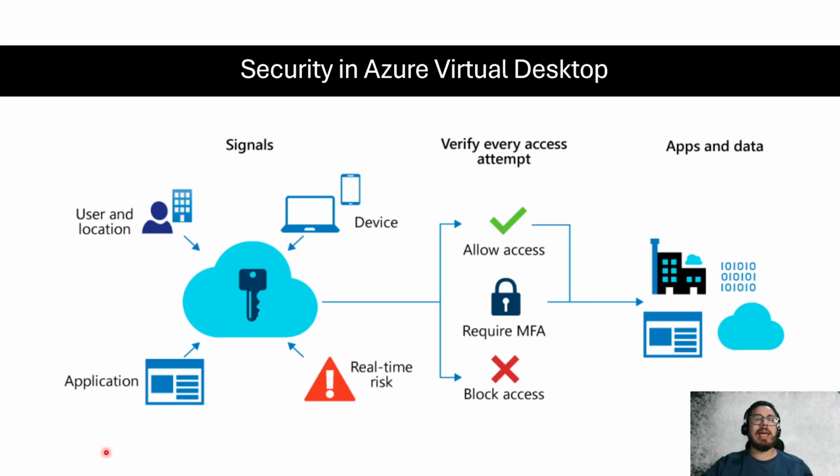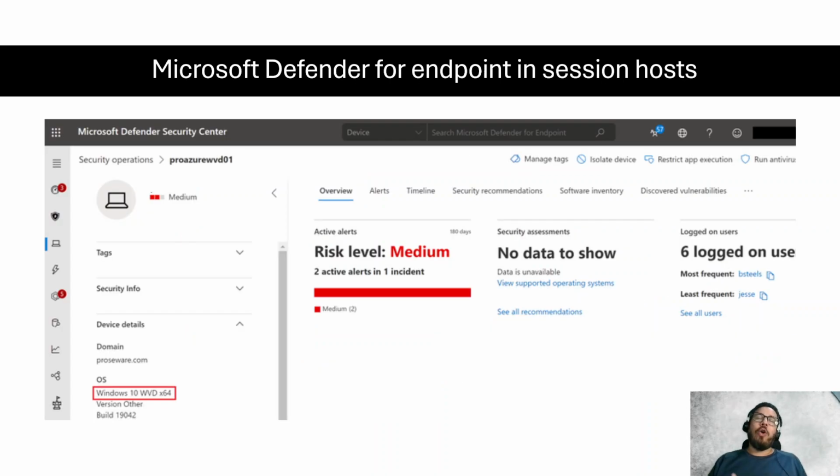For example, if I don't want to allow access from outside my country borders, or from some specific countries, I can have that control. So even if somebody has my credentials and tries to connect from India, they won't be able to, because conditional access will block that access at the beginning. Also, another way to protect the endpoint, the session host, is with Microsoft Defender for Endpoint.